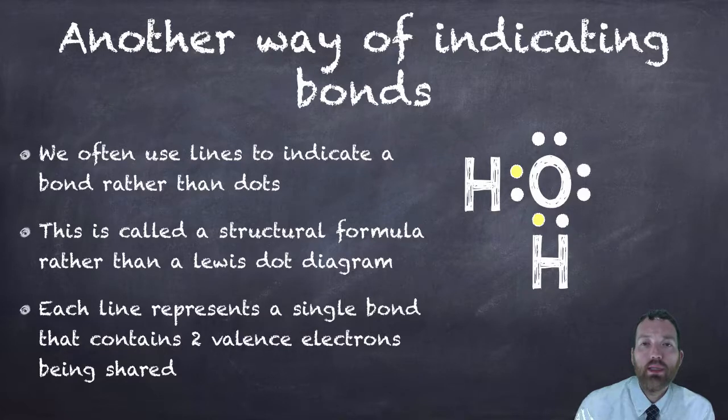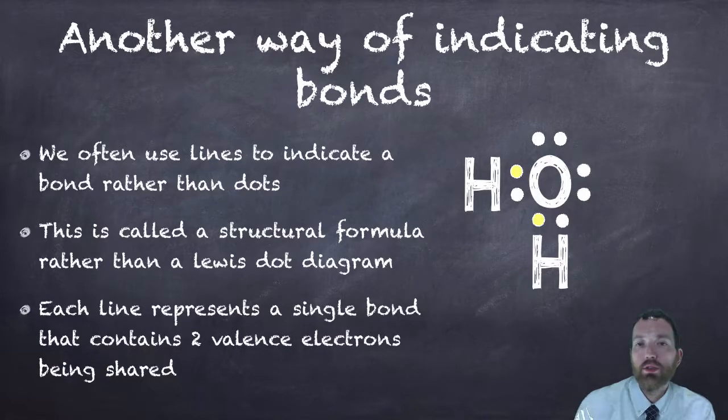So there's another way of indicating bonds. Instead of using dots, like in that last example, or the example you see here to the right, we often use lines to indicate a bond rather than a dot. When you use lines, this is called a structural formula. When you use dots, it's called a Lewis dot diagram. In my opinion, they're both the same thing, and one is not more right than the other.